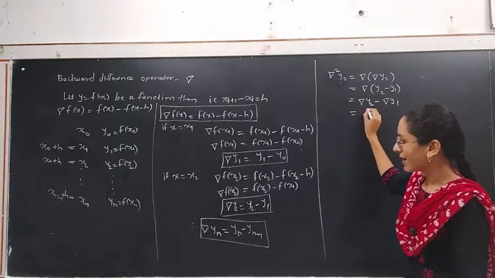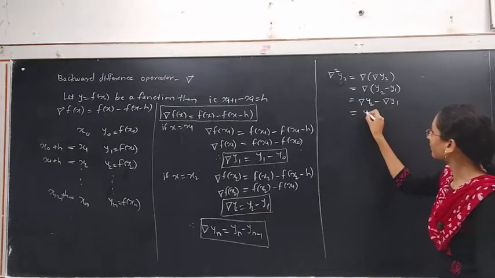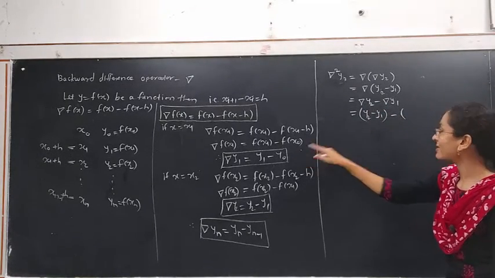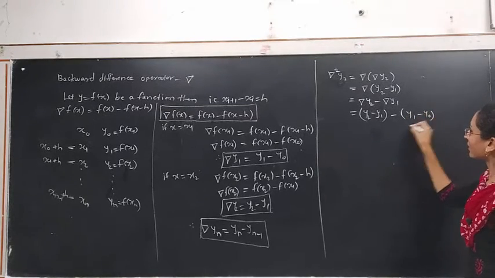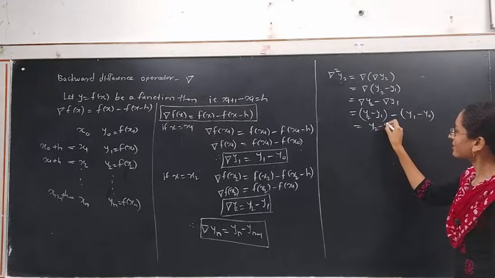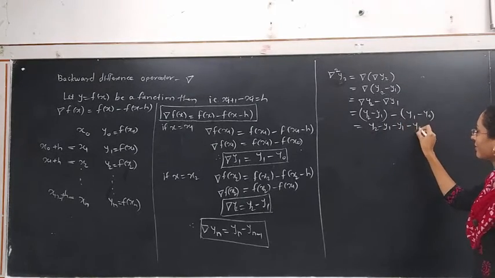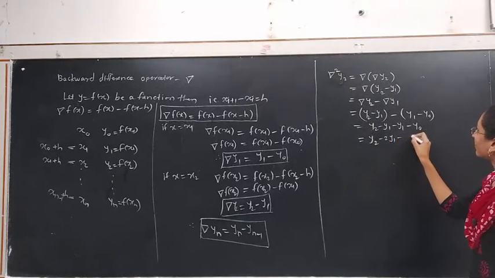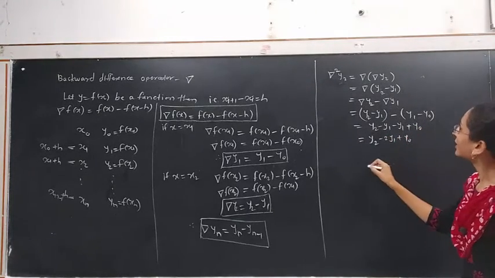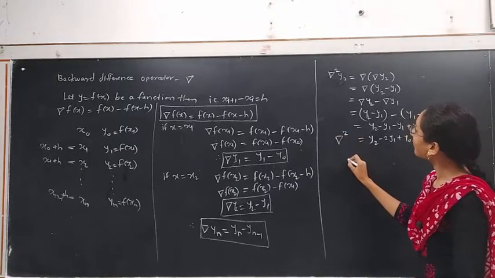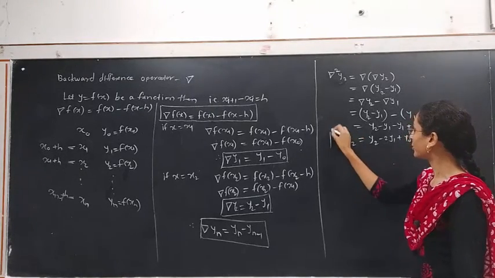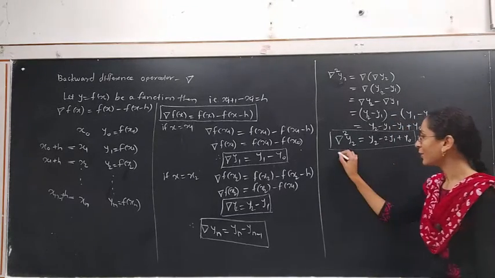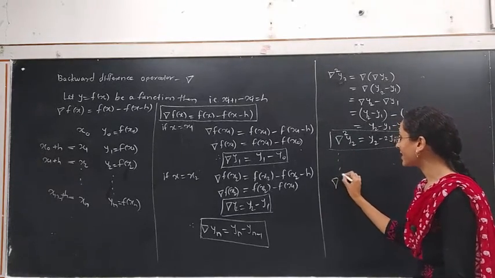Del y2 is y2 minus y1, minus del y1, whose value is y1 minus y0. This is equal to y2 minus y1 minus y1 minus y0. This is equal to y2 minus 2y1 plus y0. This is the second order backward difference at the point y2. Similarly, we get second order backward difference at the point yn.